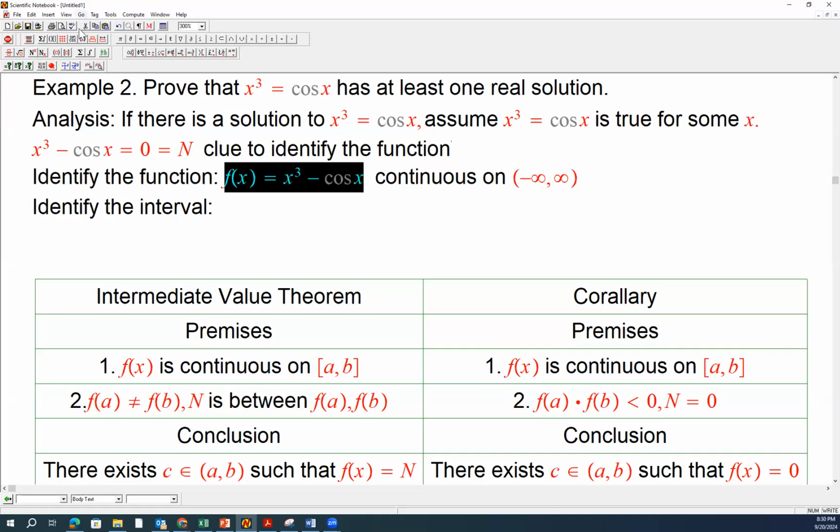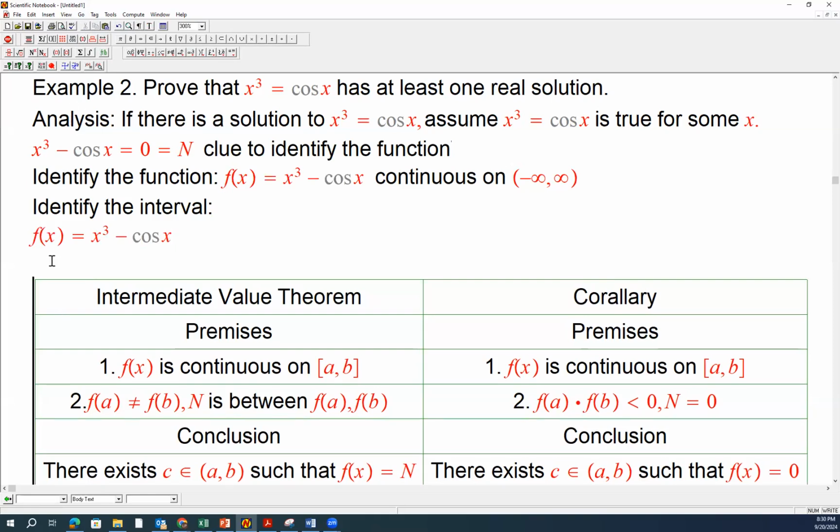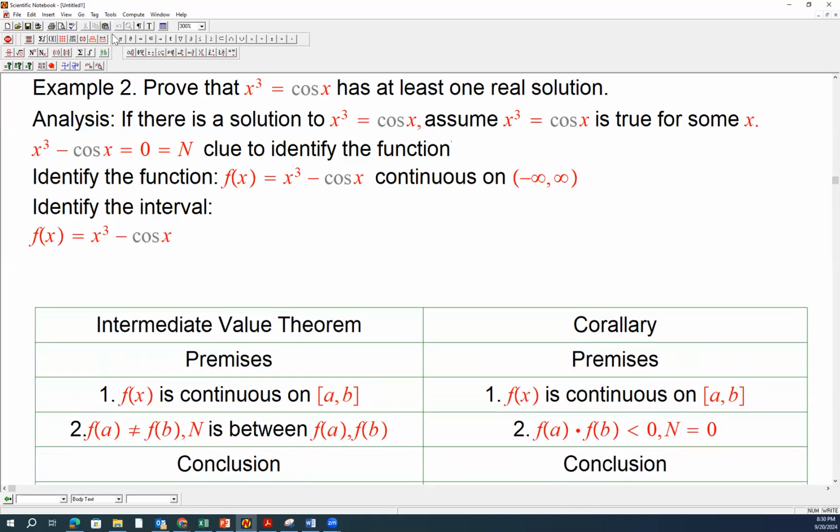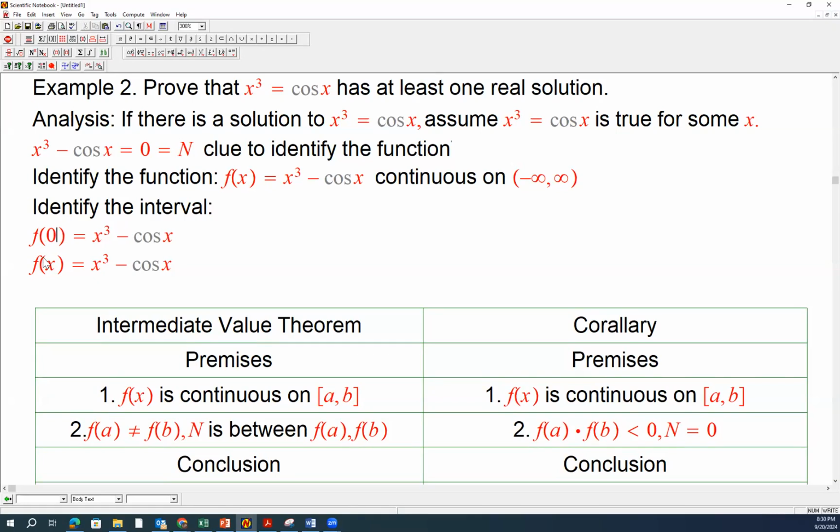So we're going to identify the interval. What number? This is the part you can play with on your scratch paper. I would say, how about 0? I'm going to choose some easy numbers. 0: 0 to the power 3 is 0, minus cosine 0. Cosine 0 is 1, so this is going to be negative 1. So this is negative, right?